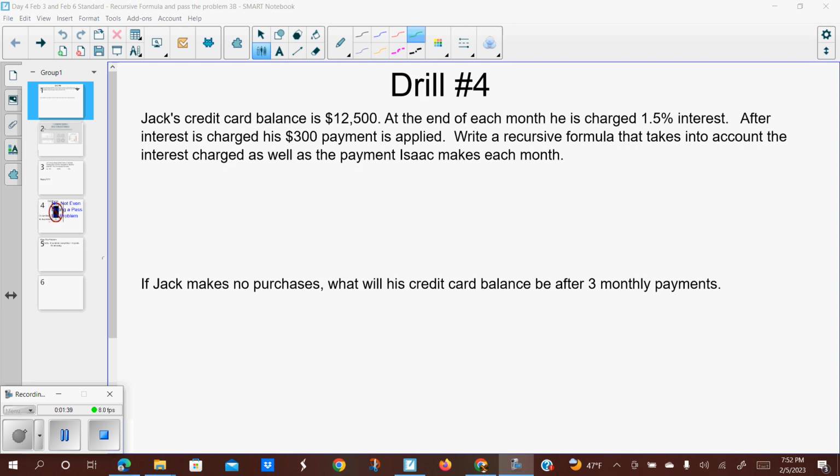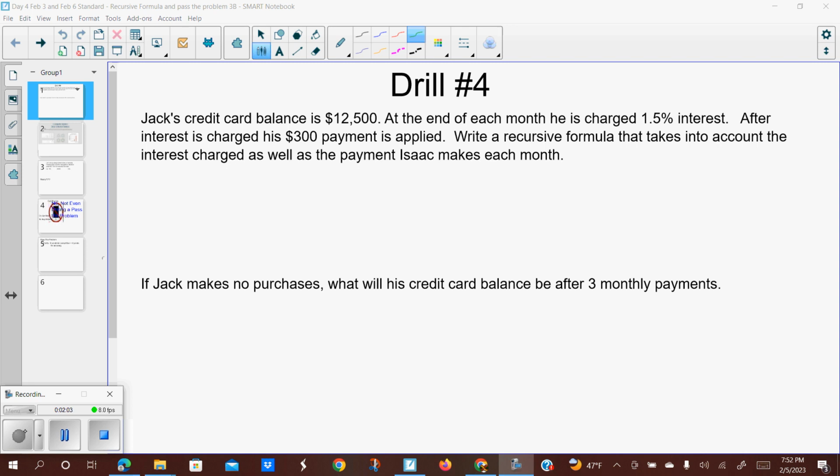At the end of each month, he's charged a 1.5% interest, which means the credit card companies take what it is that you owe, and if you don't pay it off within the first month, they start charging you interest for letting you use their credit card company, for basically them paying for your stuff. They're going to start charging you extra money.